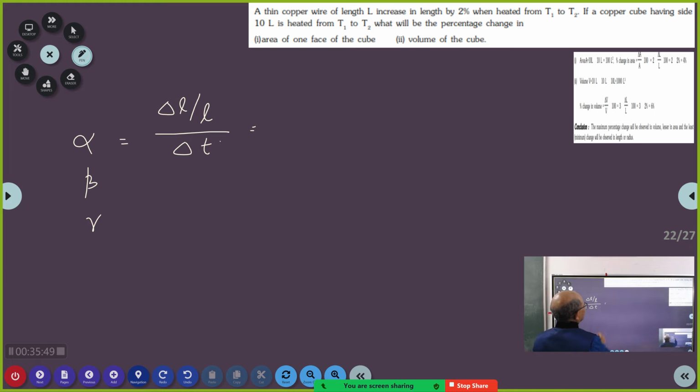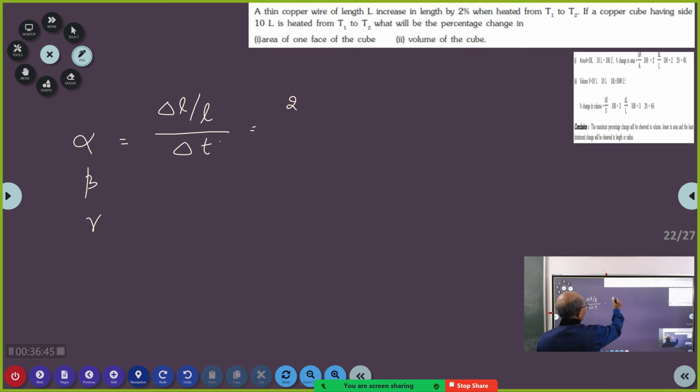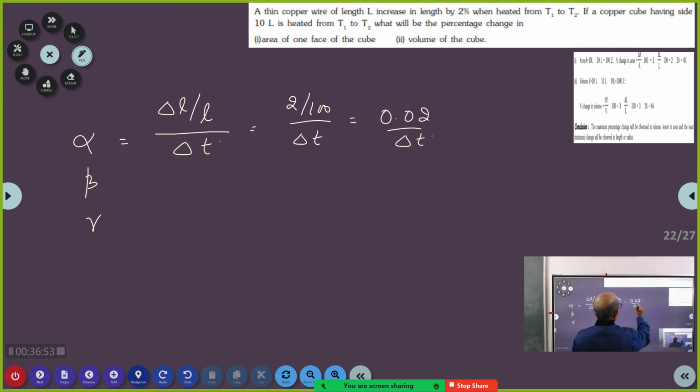So in this case, what have they given? A thin copper wire of length L increased by 2%. That means delta L by L into 100 is given as 2%. Got it? And when heated from temperature T1 to T2, what is alpha here? I am giving you hints. It is 2 by 100 divided by delta T. So it is 0.02 by delta T. Correct? That is alpha. You got alpha.